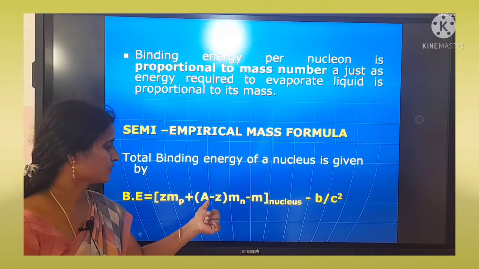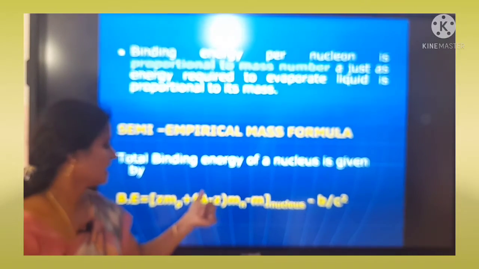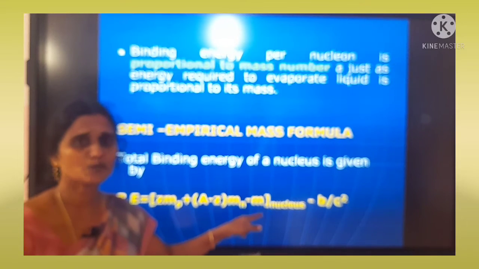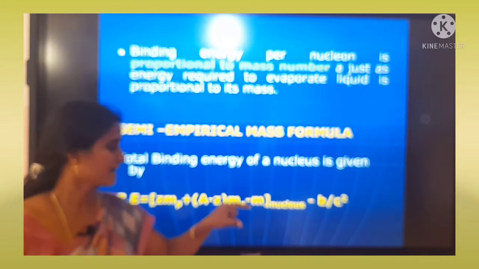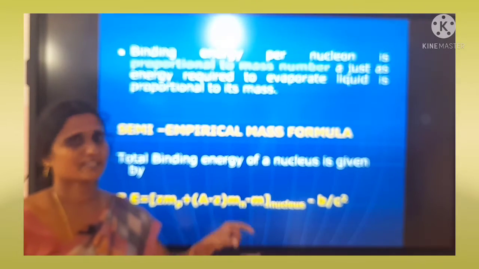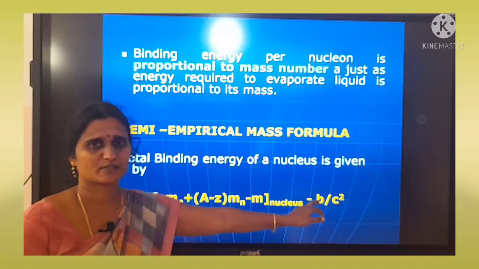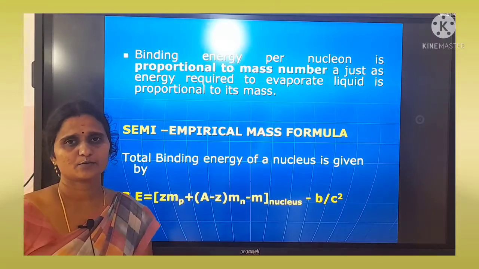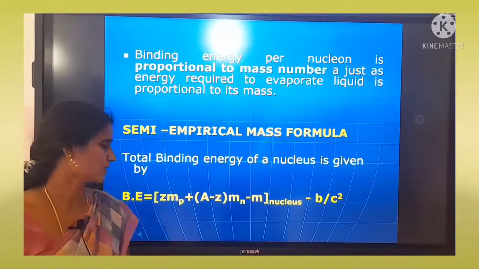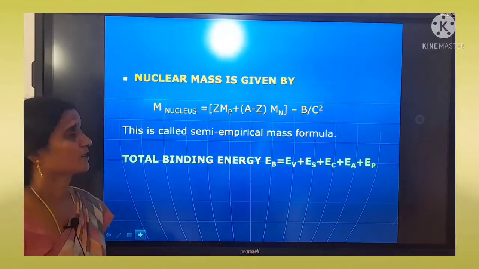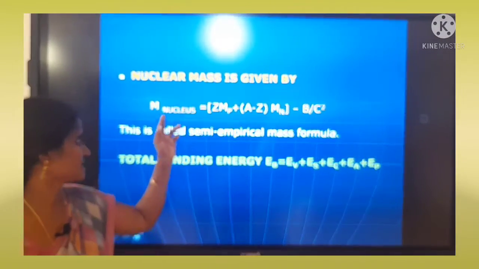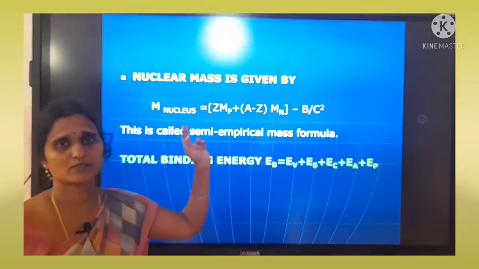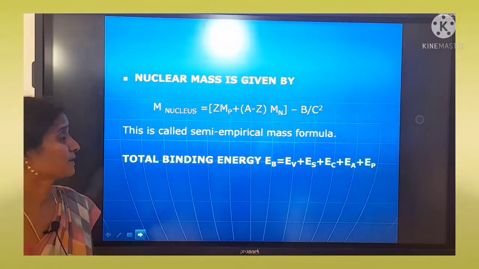A minus Z is equal to capital N, the number of neutrons, multiplied by Mn, the mass of the neutron, minus M, the mass of the nucleus, which is equal to minus B by c squared. C is the velocity of light, and B is a constant. Using this relation, we can find the binding energy of a given nucleus. The nuclear mass can also be found by this relation: M = Z mp + (A - Z) mn - B by c squared.